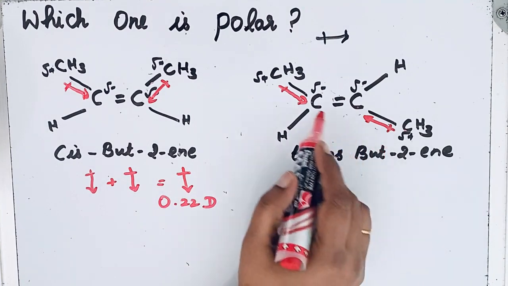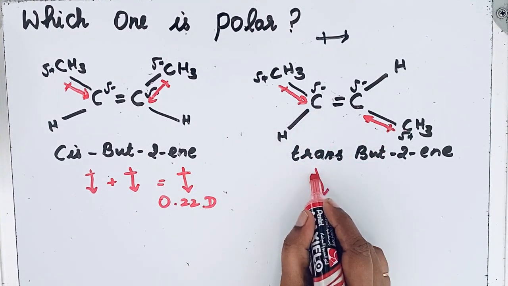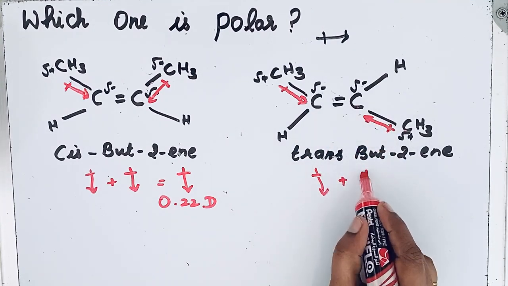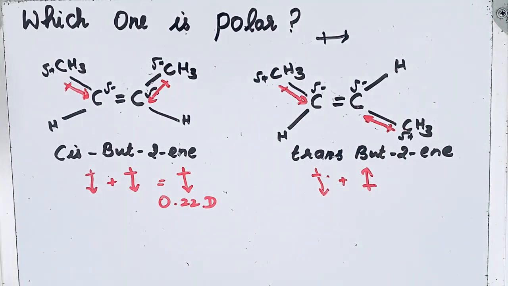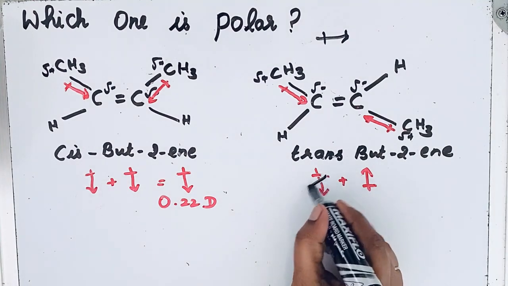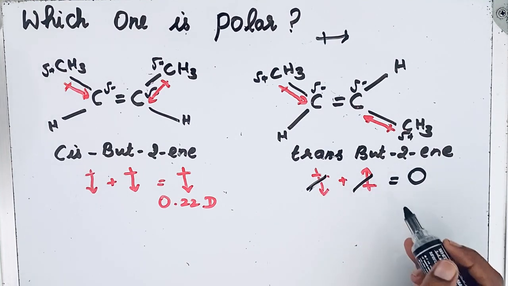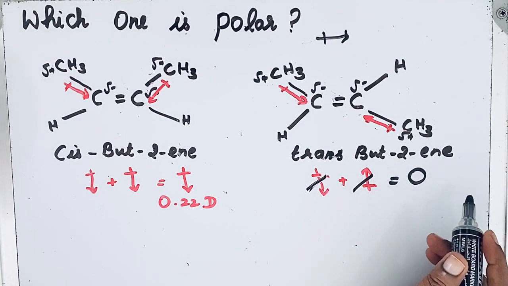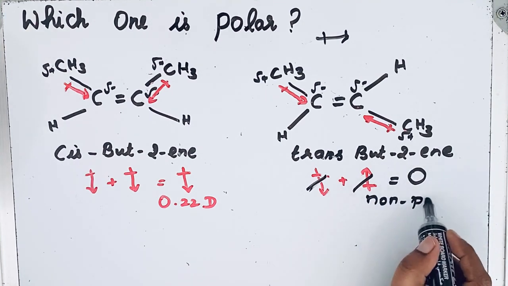Now come to trans-butene. They are in the opposite direction. One is on this side, and the other is pointing upwards in nature. So when you add, what will happen? These two will cancel each other, since they are in opposite directions. That results in zero dipole moment. So if the dipole moment is zero, then there is no net polarity. That means this compound is non-polar.